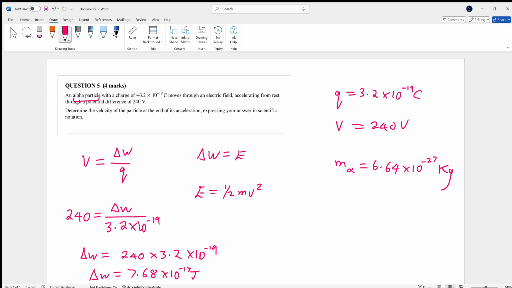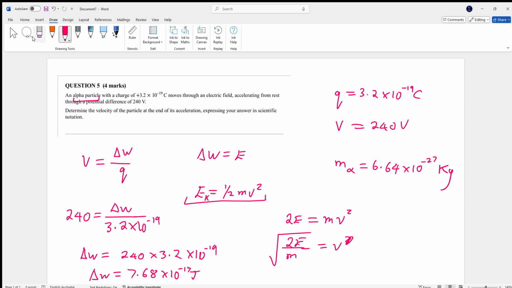Here, we want to get the velocity by itself with the kinetic energy. Now, the reason why we're using kinetic energy is because it's moving. It's not stationary, so there's no potential energy. To get the velocity by itself, you times both sides by 2, so 2 times the energy equals mass times the velocity squared. You'll then want to divide by the mass, and then square root to get the velocity by itself.